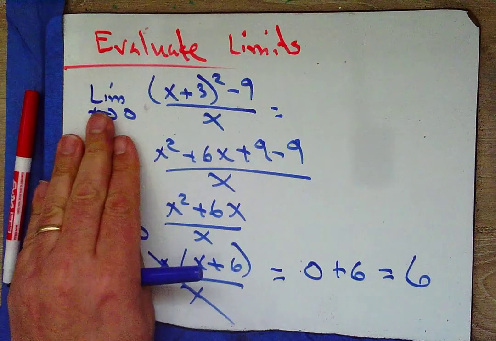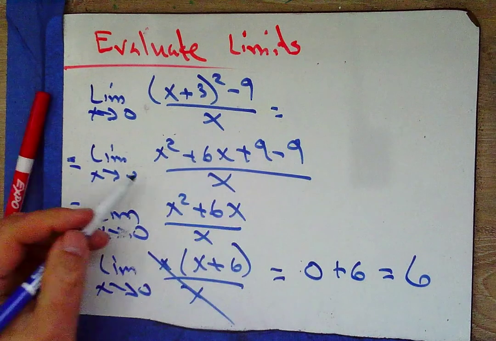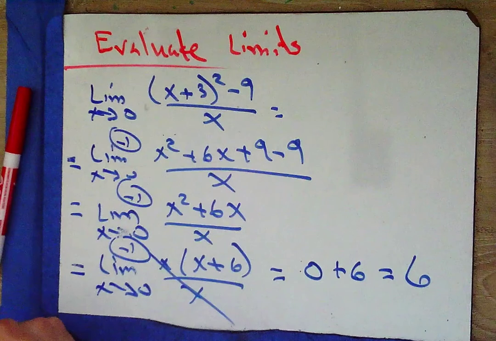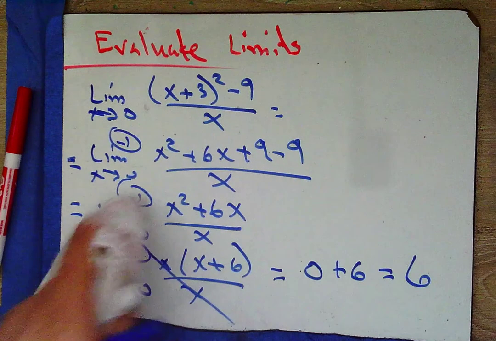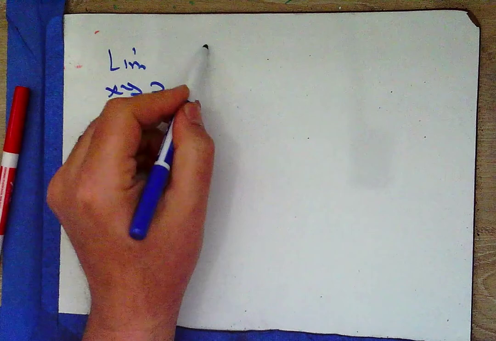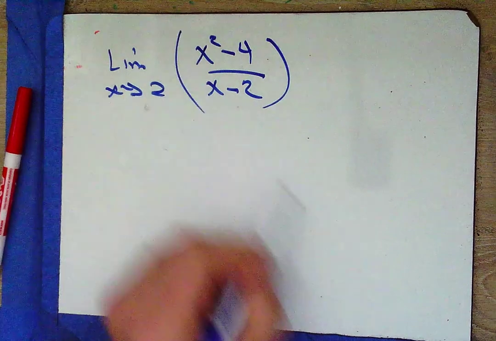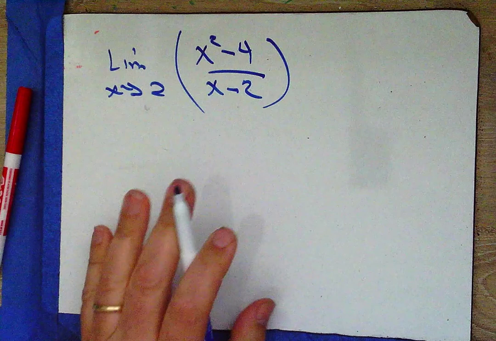If you leave this limit notation off, it means something completely different, and so that's minus 1 point each time. Please do not leave the limit notation off, okay? All right, why don't you see if you can evaluate this limit? The limit as x approaches 2 of x² − 4 over x − 2. Please evaluate that limit. Pause the video, give it a try.